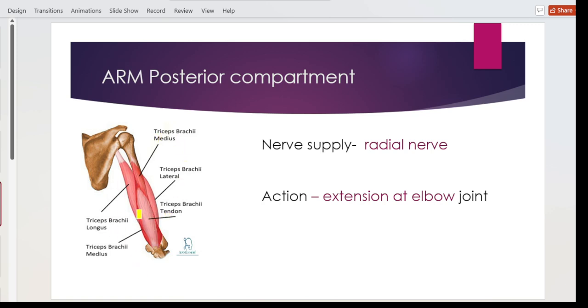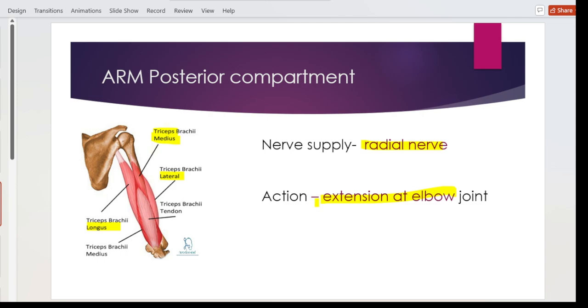Let's identify this. It has three heads. As the name suggests, triceps means three heads. One is medial, second is lateral, and the third is long. Okay, three heads, and there is a tendon, and lastly, it gets attached to the olecranon process. Okay. Now, the nerve supply of the posterior compartment of arm, we all remember, radial nerve, no exceptions. Okay, action, extension at the elbow joint, opposite of the anterior compartment.